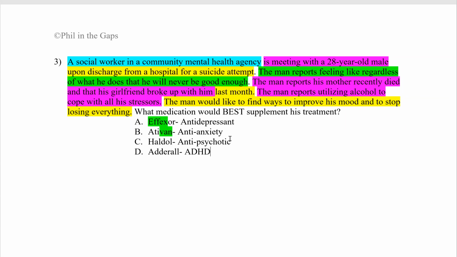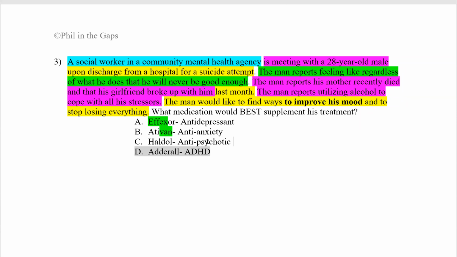So right off the bat, we're going to rule out D. Why? Because Adderall is for people who have ADHD. And yes, this person's feeling depressed, but we're not going to give them a stimulant to build them up and give them more energy. So ADHD is ruled out because we're looking at somebody that had a suicide attempt, has low self-esteem, had some loss. He's utilizing alcohol to cope with everything, and he wants to improve his mood. So we need to be focusing on the mood, not inattention, not hyperactivity or impulsivity.